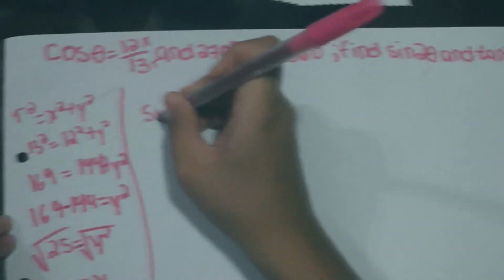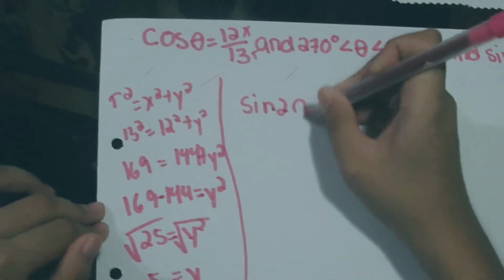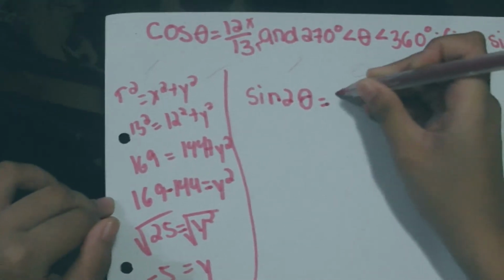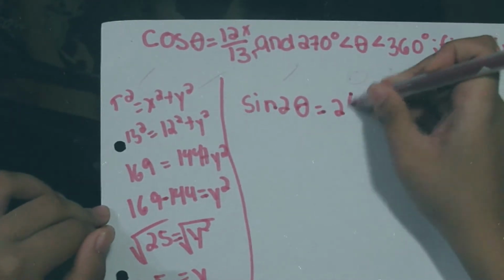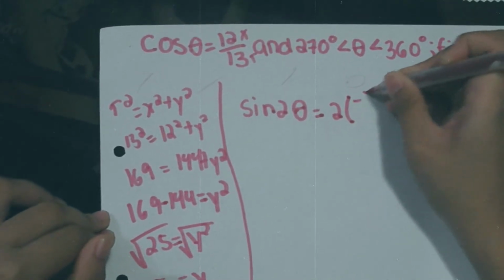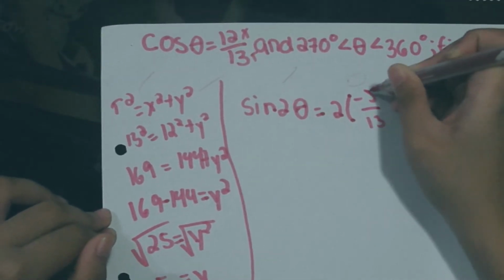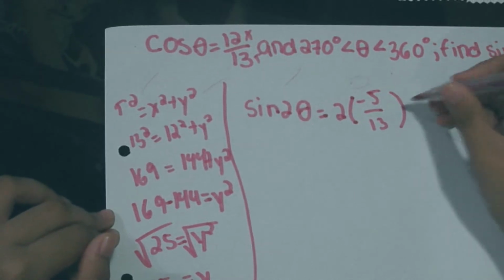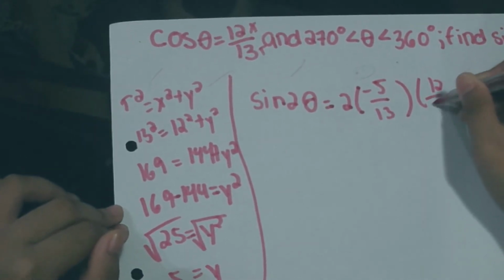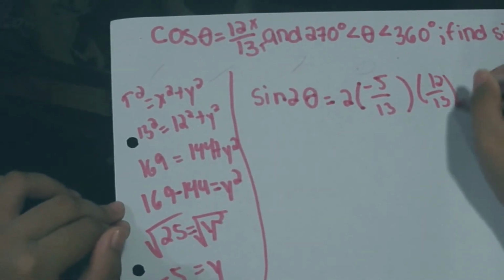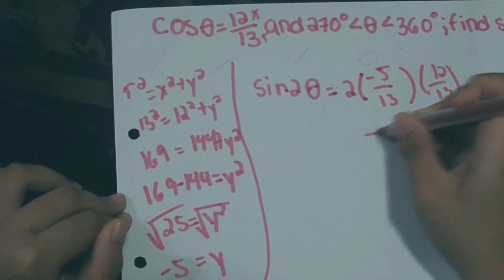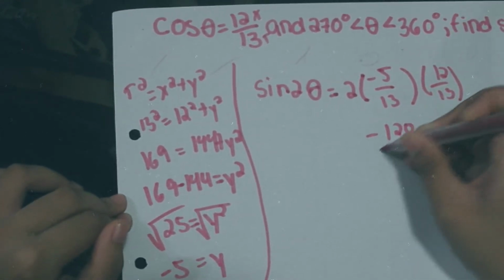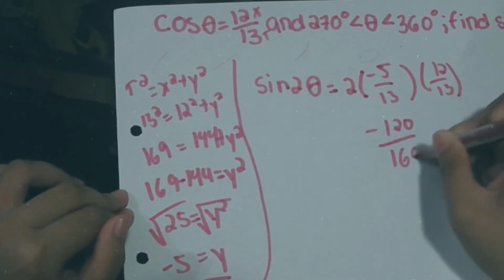Sine 2 theta is equal to 2 times negative 5 over 13 times 12 over 13, which will be negative 120 over 169.